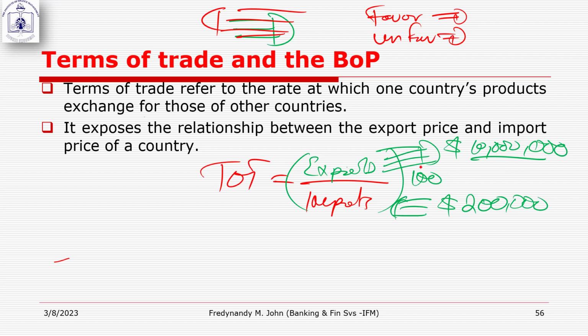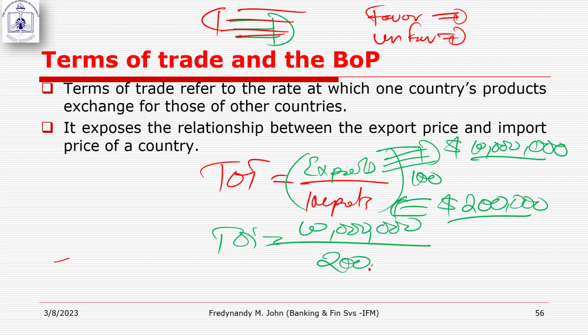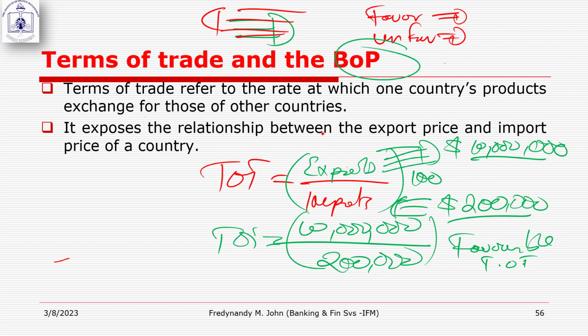If this is the volume of export and this one the volume of import, then TOT can easily be obtained by dividing this figure. If you do the math, you'll end up with a favorable terms of trade. And a favorable terms of trade has a positive significance on the balance of payment. It improves the current account.